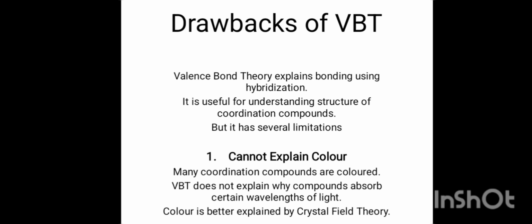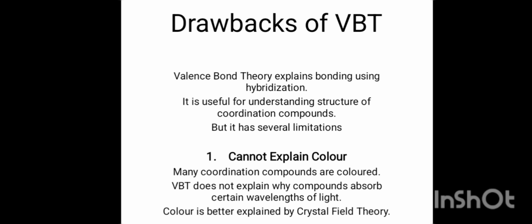First of all, we discuss the drawbacks of VBT, because the drawbacks of VBT are the postulates of CFT. Valence bond theory explains bonding using hybridization. It is useful for understanding the structure of coordination compounds, but it has several limitations. VBT cannot explain the color of coordination compounds. Many coordination compounds are colored. VBT doesn't explain why compounds absorb certain wavelengths of light, but CFT explains color better than VBT.